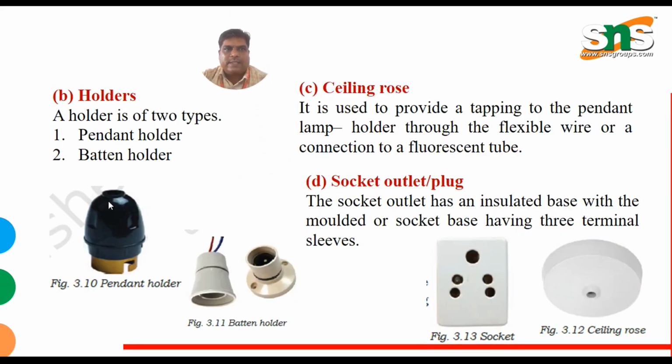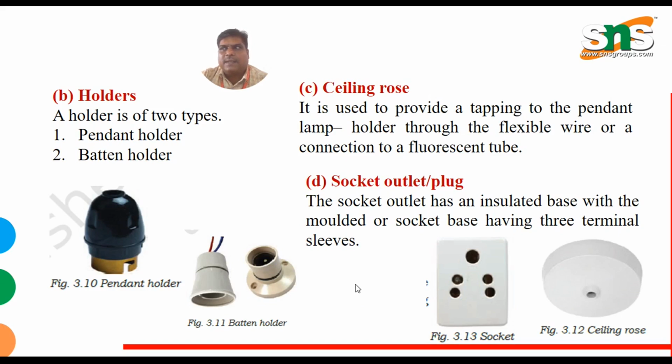Next one is the holders. These are the two holders. Holders are of two types: one is the pendant holder and another one is the batten holder. These two are used to hold the lamp in any circuit. Ceiling rose is used to provide a tapping to the pendant lamp holder through a flexible wire, or a connection to a fluorescent tube. So these are called the ceiling rose.